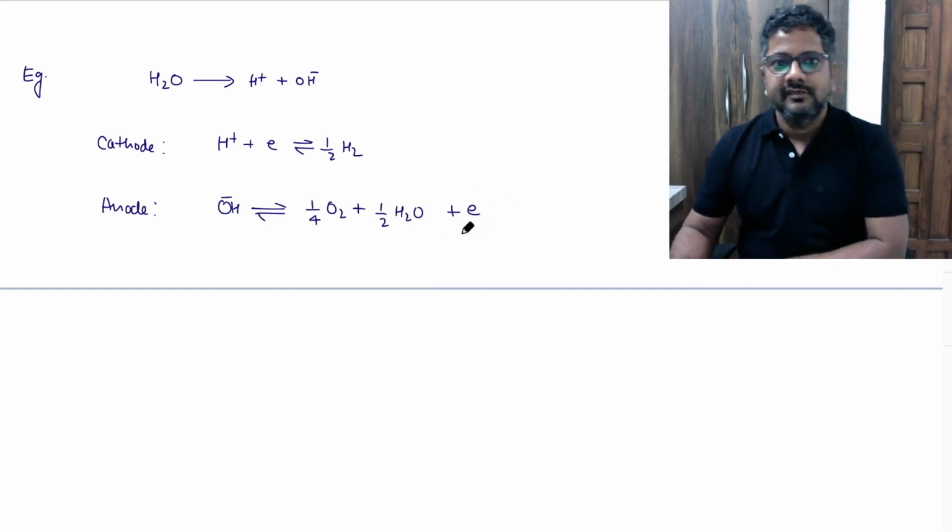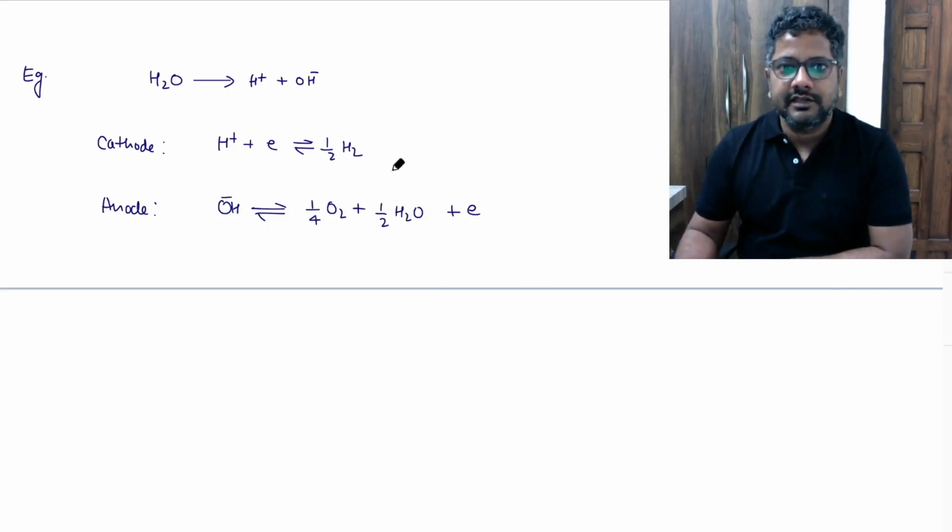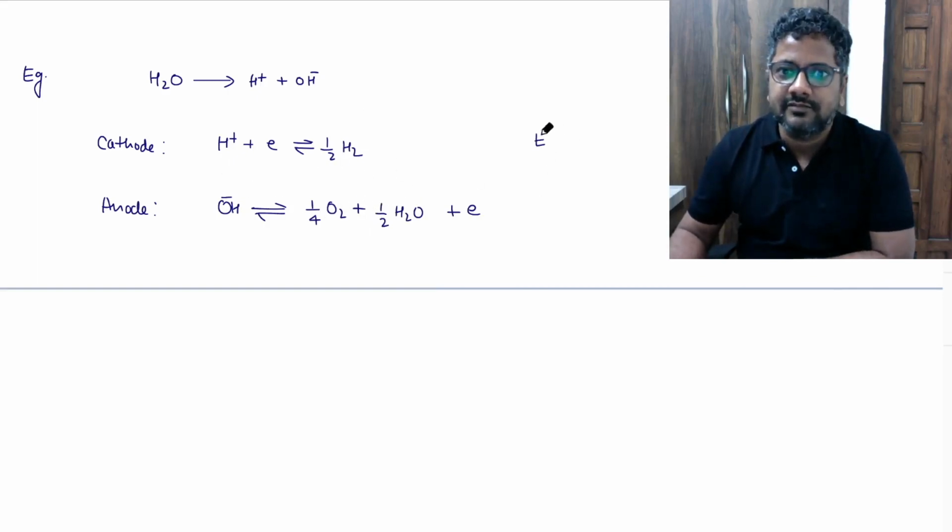Now by just writing this, the equation is balanced. Now you can find the equivalent mass of hydrogen. So you can write the equivalent mass of hydrogen from here. This is 1 gram per equivalent.